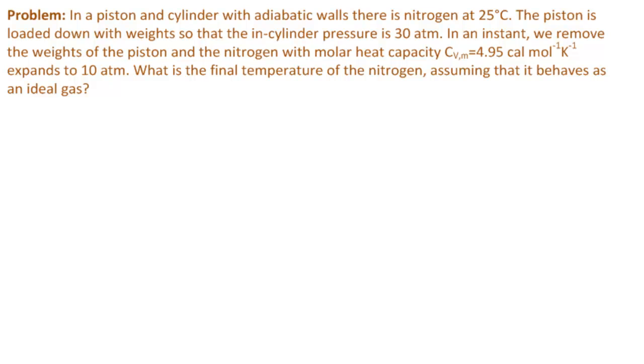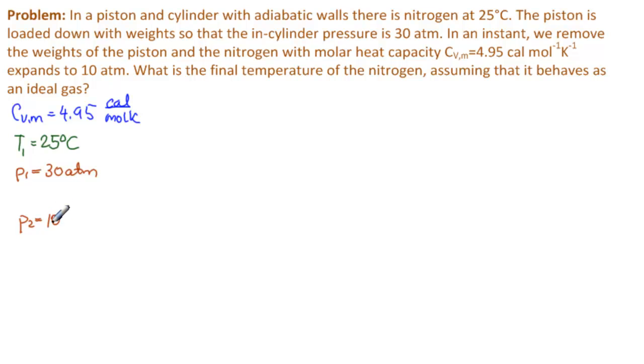As always, we start by writing down what we have. We have T1 equals 25 degrees Celsius. We have P1 equals 30 atmospheres. We'll see if we need to change units in a minute. We have CVM, which is for both things, that's why I left space here, is 4.95 calories per mole Kelvin. And we have P2 equals 10 atmospheres, and we are looking for T2.